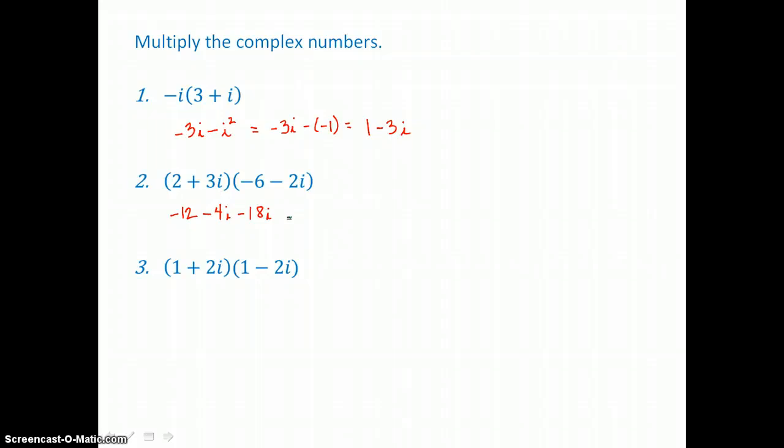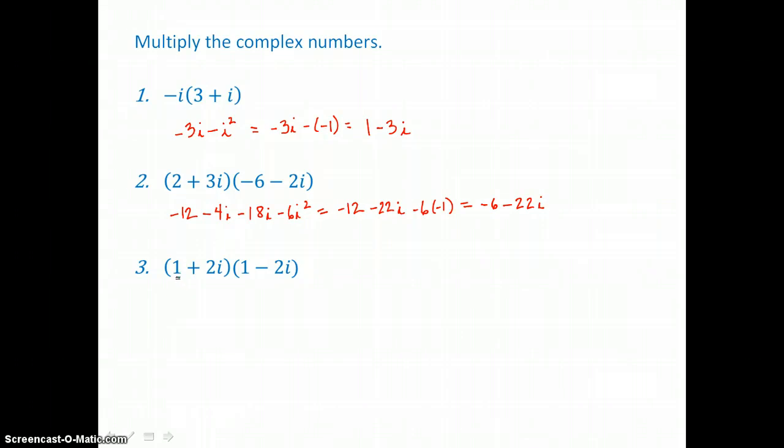3i times negative 2i is negative 6i squared. So again, I'll simplify negative 12, and then I'll add my i terms in the middle. Negative 4i and negative 18i is going to be a total of negative 22i. And negative 6 is multiplied to i squared, which is negative 1. So negative 6 times negative 1 is positive 6 added to negative 12. I have negative 6 for a real number part and negative 22i for an imaginary part of this complex number.